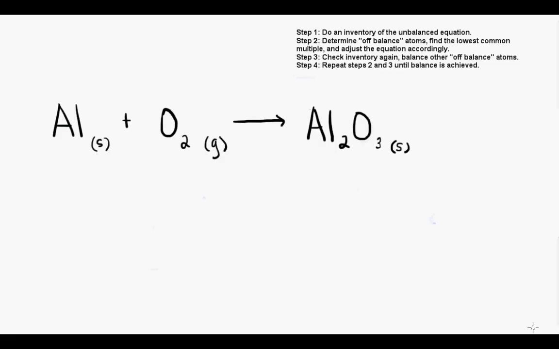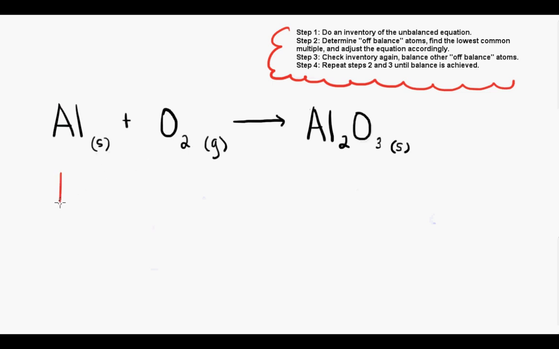Let's do an example now, and we'll just use the same equation as shown a few slides ago with aluminum and oxygen. Recall that we have aluminum metal reacting with oxygen gas, and the product formed is aluminum trioxide. The method is included in the upper right-hand corner in case we need to refer to it. The first step in our method is to do an inventory of all the elements in this unbalanced equation.